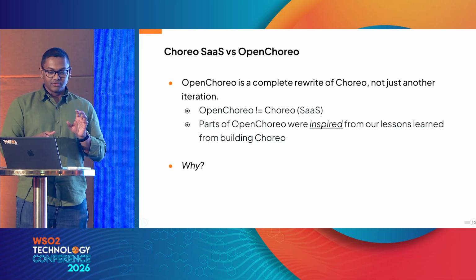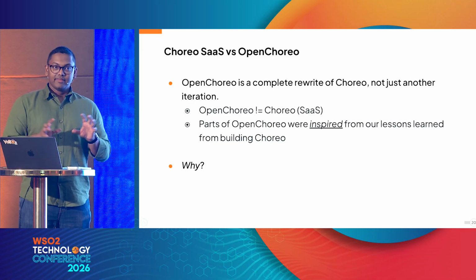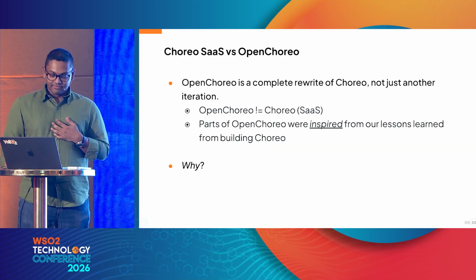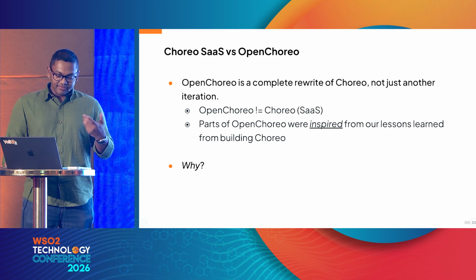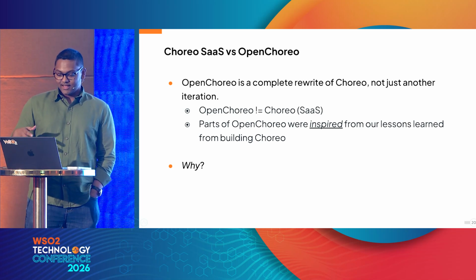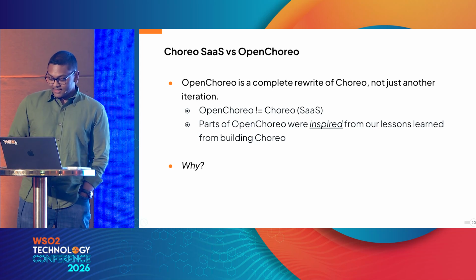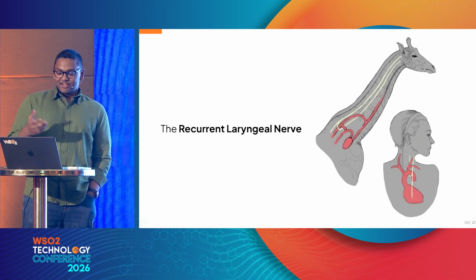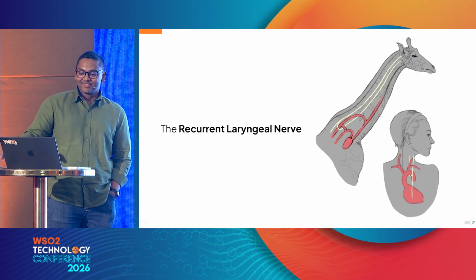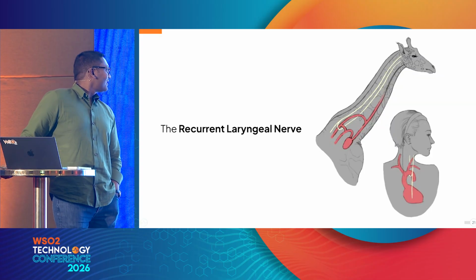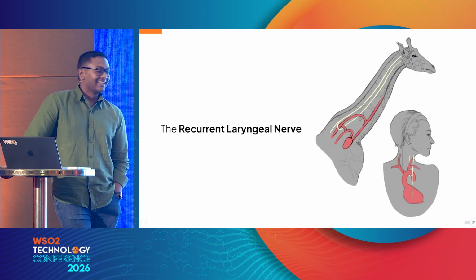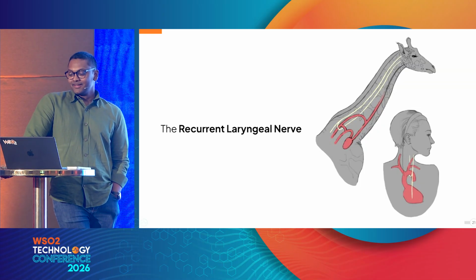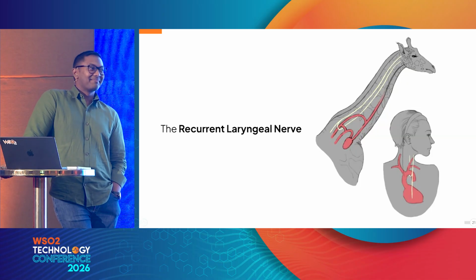So in effect, apart from the names, they are different products and they behave differently, and we'll look at those differences in a bit. A lot of the time, answering the question as to why it's a rewrite is difficult without getting into the nitty-gritties, right? So I was just looking for metaphors or examples, and I found this. This is called the recurrent laryngeal nerve. Now take this with a handful of salt, because I am not a doctor or a biologist.